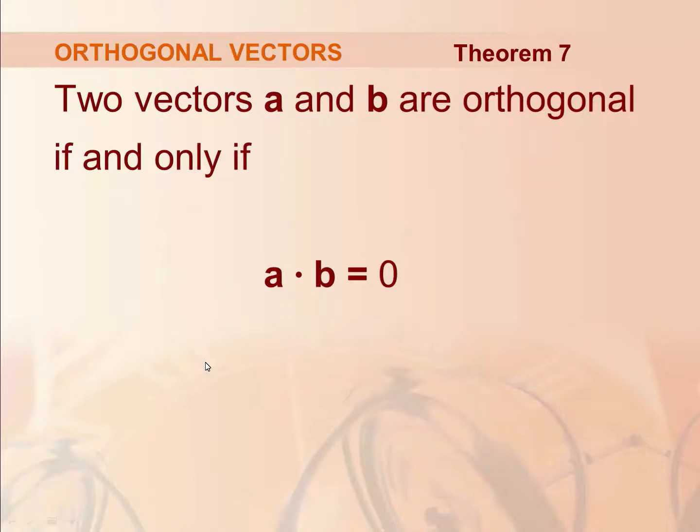The two vectors A and B are orthogonal if and only if, meaning equivalent, A dot B equals 0. If you find A dot B equals 0, the two vectors must be orthogonal. If the two vectors are orthogonal, then A dot B must equal 0. We said if and only if, meaning equivalent: this gives that and that gives this, the inverse is correct.